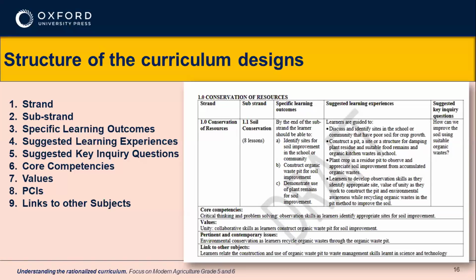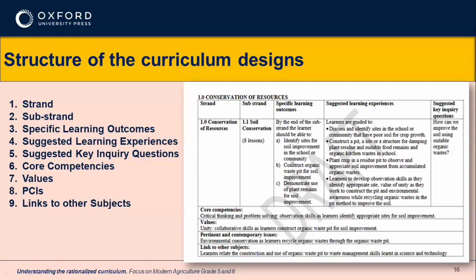And we have the 3 specific learning outcomes, we call them SLOs. The first one is to identify sites for soil improvement. Then they're going to construct a waste pit for soil improvement. And then the last one, they're going to demonstrate the use of plant remains for soil improvement.